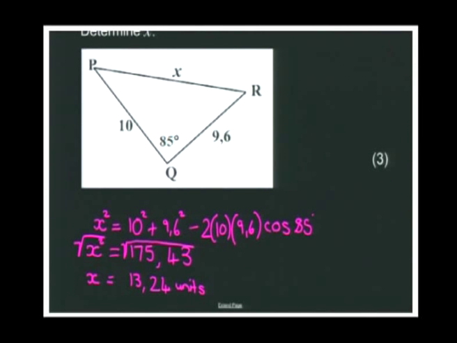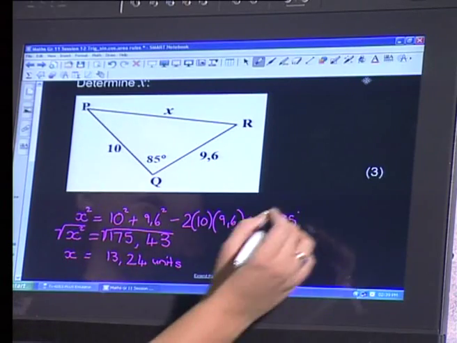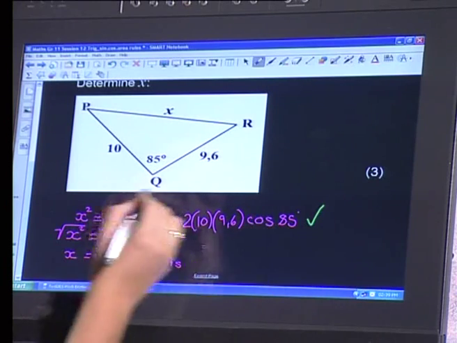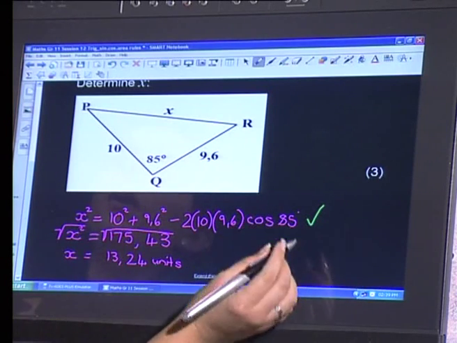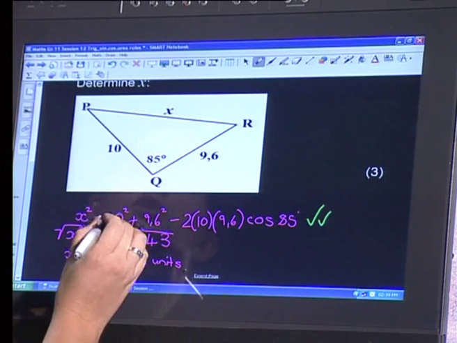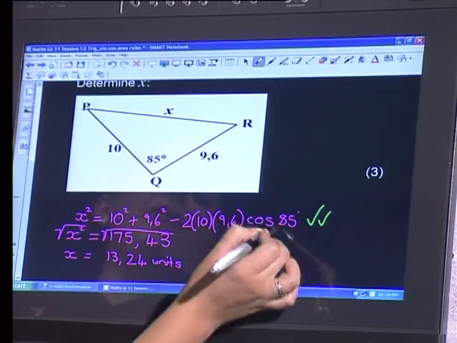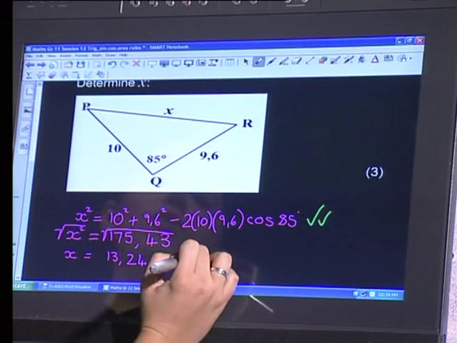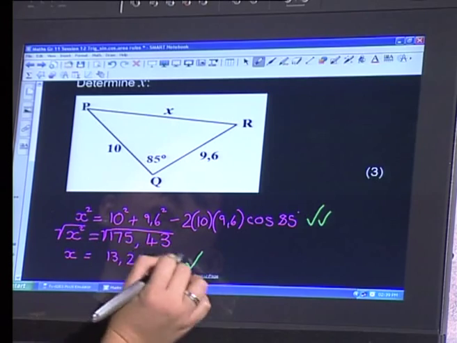And just to have a look, the other thing I'd like to bring to your attention, especially as the exams are just around the corner, this was a question that was for 3 marks. So let's have a look. Where do these 3 marks come from? Well, your first mark is coming from the fact that you used the correct formula, the cosine formula. The second mark will come from substitution, so that you substituted the 10, the 9.6, and the angle correctly. And then the third mark is, of course, for your final answer. And it's as easy as that.